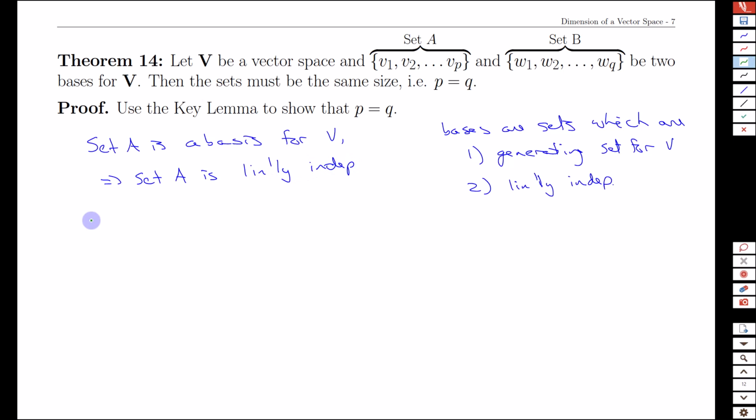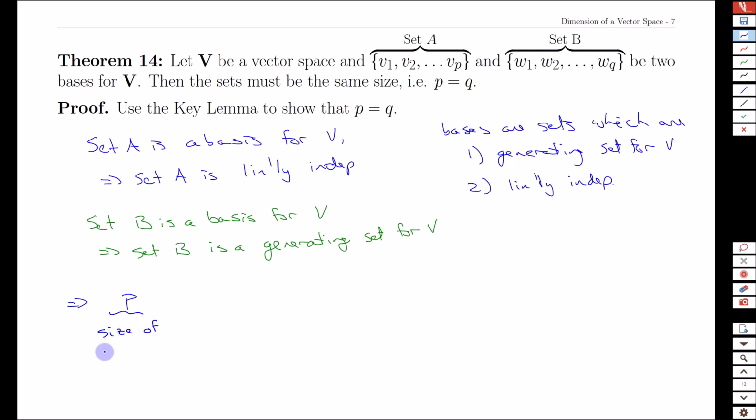Meanwhile, set B is a basis for V as well. And that means that set B, and the temptation is to say linear independence, but I actually don't want that, I want two different things so I can use my key lemma, is a generating set for V. Well, what do we know about the key lemma? Well, the key lemma says if set A is linearly independent, its number of elements, which is P, the size of set A, is going to be less than or equal to the size of the generating set. So the generating set's Q here, that's the size of set B.